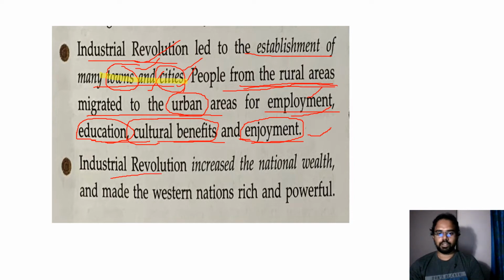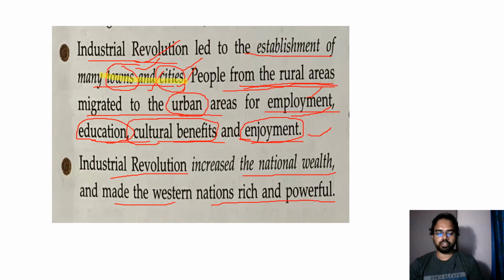And industrial revolution increased the national wealth and made the western nations rich and powerful. So when industries got set up more and more, what happened? The people dependent on industries also increased. So a new group of people started evolving from these industrial areas, and their incomes rose.